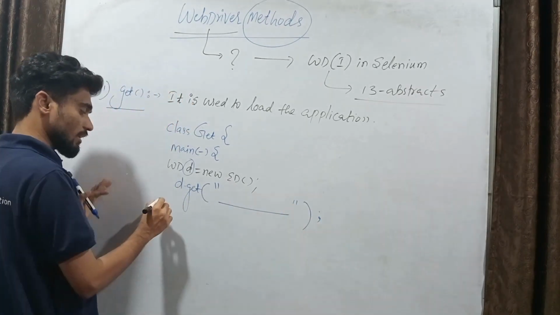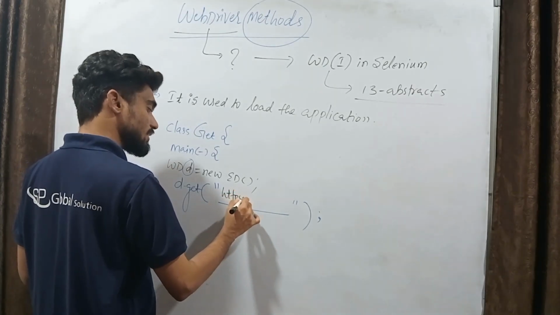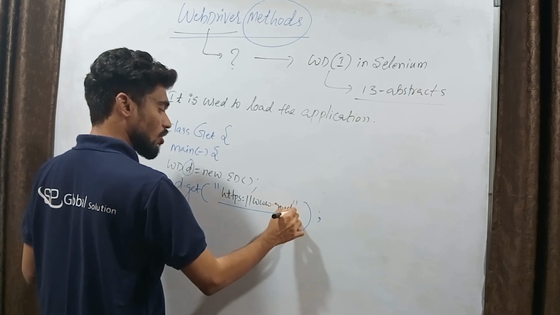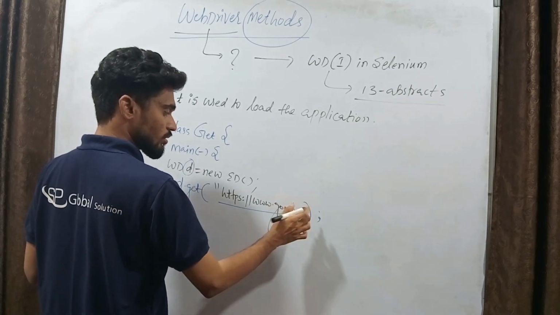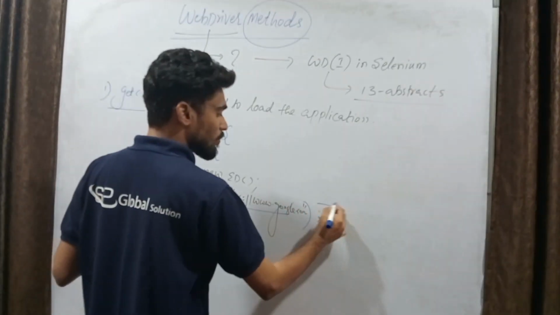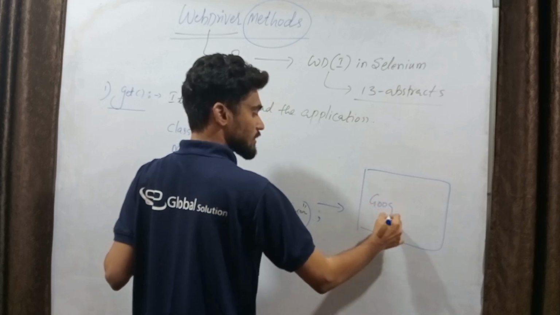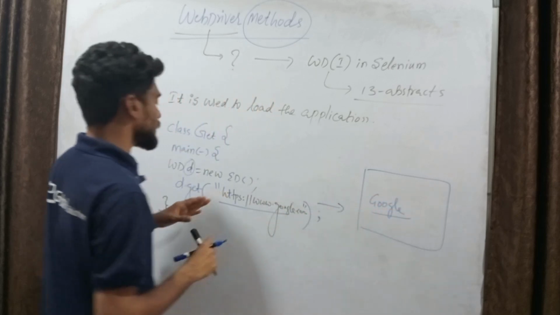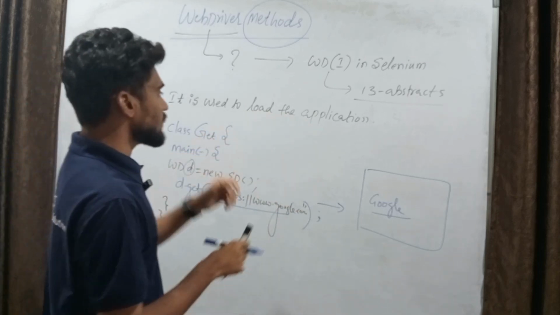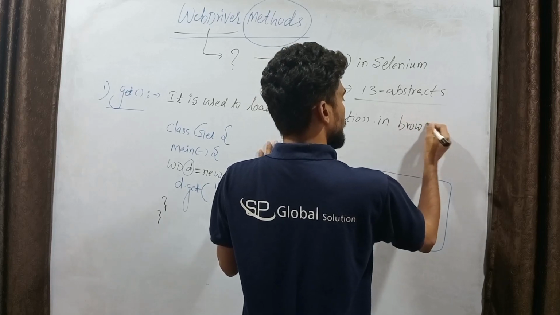It will open that particular application. So I am writing here https://www.google.com. Okay, so this get method will beautifully open the web page of Google. Are you understanding? It means it is simply loading the application in the browser. It is used to load the application in the browser.